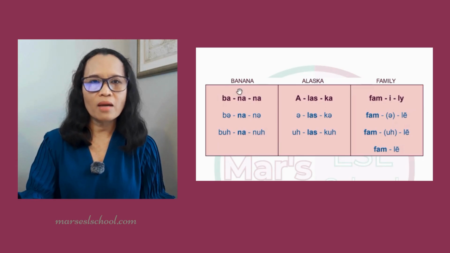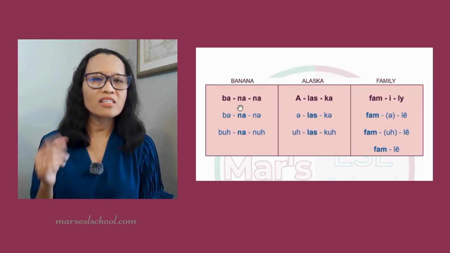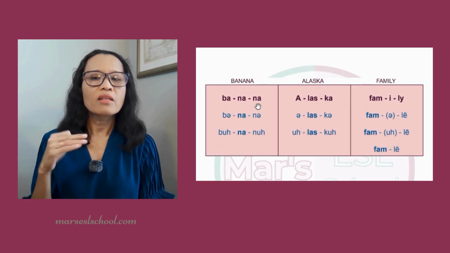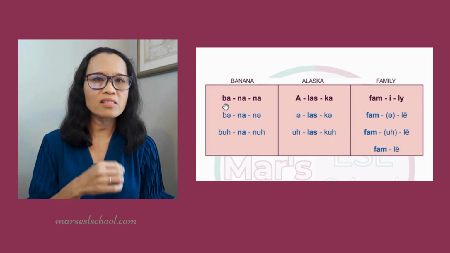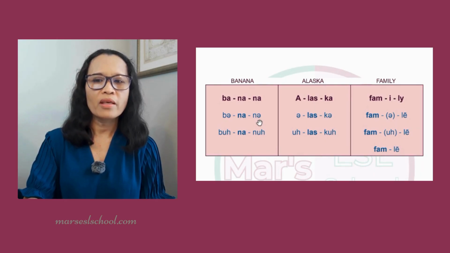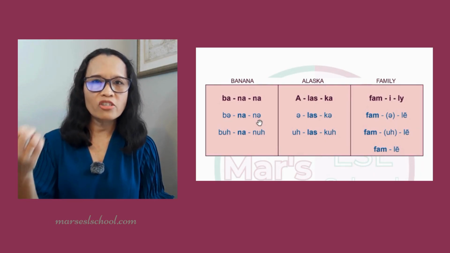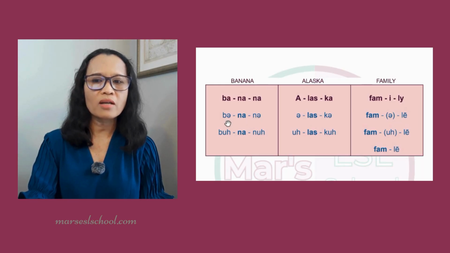Now let's look at some examples. Our first example is banana. Banana has 3 syllables. The first syllable has a schwa. The last syllable has a schwa. You can see it here. The first pronunciation key is showing you the symbols. So you have the upside down E here in our first syllable and also in the last syllable.